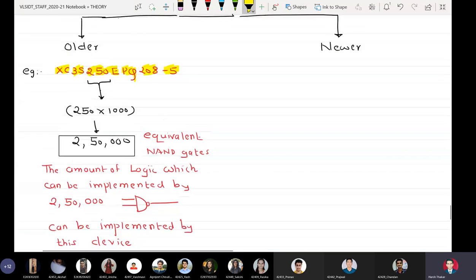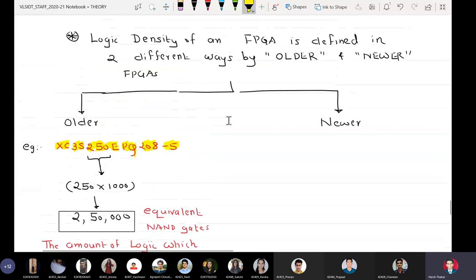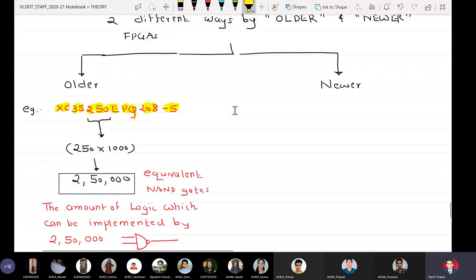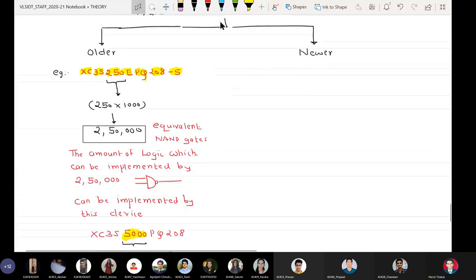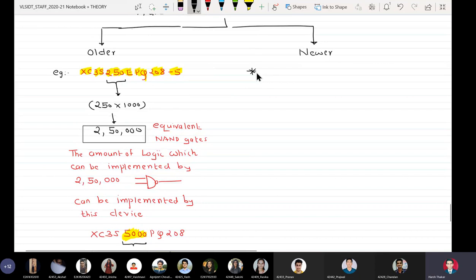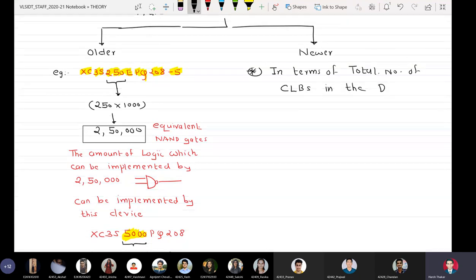Okay, so this was the way that the capacity of older FPGAs was defined, but the newer FPGAs, that is all Virtex series, define it in a different way. It's very interesting. So here it is defined in terms of total number of CLBs in the device. Now we have some mathematics.